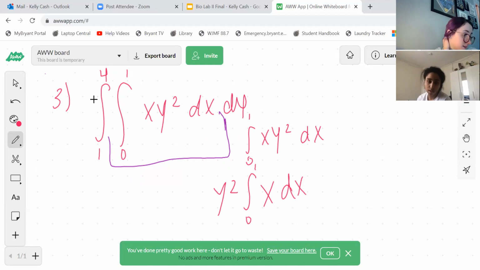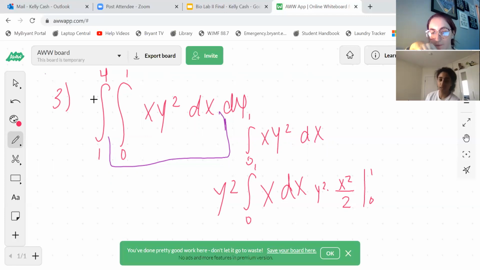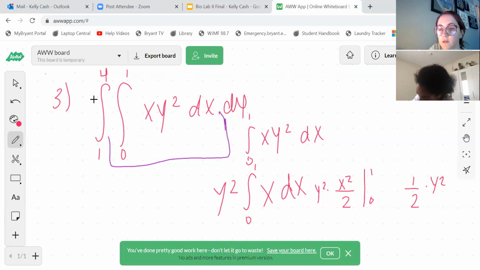And then how do you integrate x? X squared over 2. Yep. So x squared over 2, times y squared, evaluated from 0 to 1. When you plug in 1 to x squared over 2, what do you get? 1/2. Yep. And when you plug in 0, you get 0. So 1/2 minus 0 is 1/2, and it's still going to be multiplied by the y squared. So basically, we're going to get y squared over 2 as the answer to the inside integral.